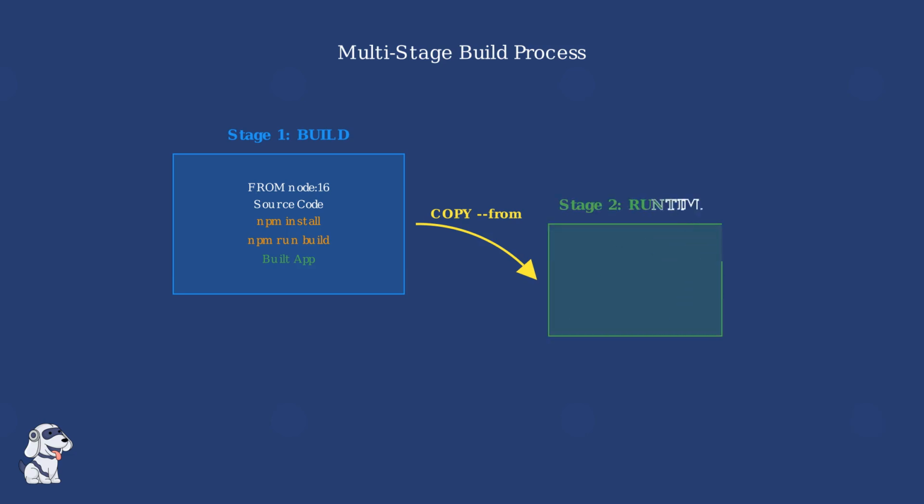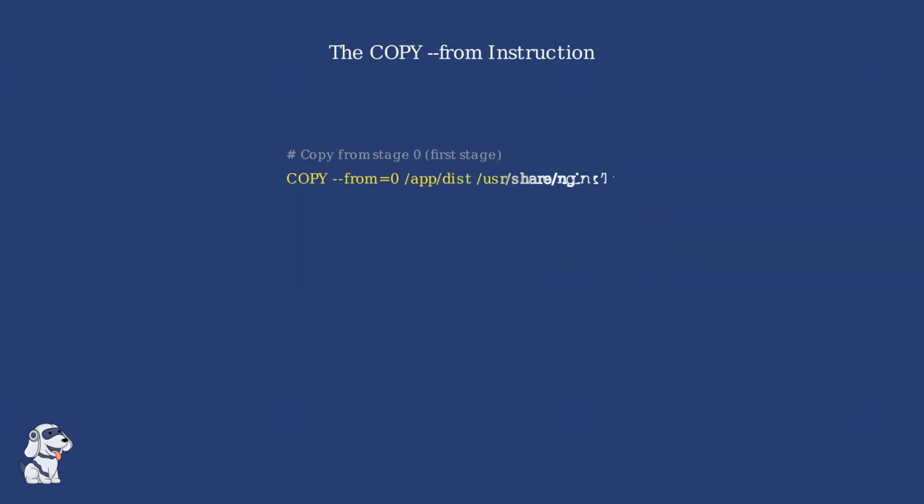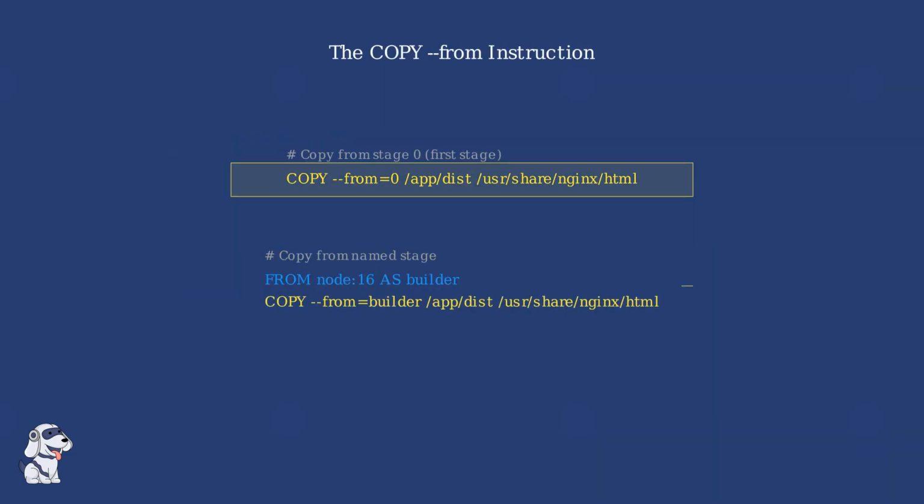Multi-stage builds solve this problem by using multiple FROM instructions in a single Dockerfile. Each FROM instruction starts a new build stage, and you can copy only what you need from previous stages using the COPY --from instruction. The key instruction is COPY --from, which allows you to copy files from a previous build stage. You can reference stages by number, starting from 0, or give them names for better readability.